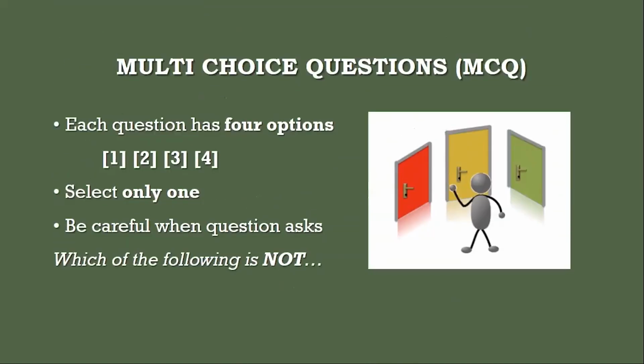It is a multi-choice question. Each question has 4 options, as you can see. I wish that you open your MTE 1501 001 next to you so that you can see the assignment 1. Each question has 4 options, 1, 2, 3, and 4, and you select only one. Just one reminder, be careful when questions ask which of the following is not. Some questions are positive, some are negative. So just be mindful of that.